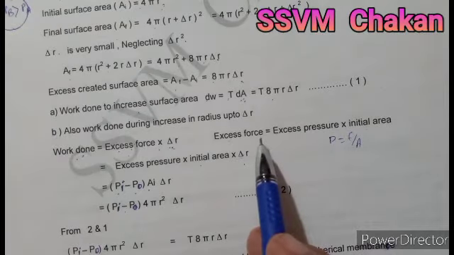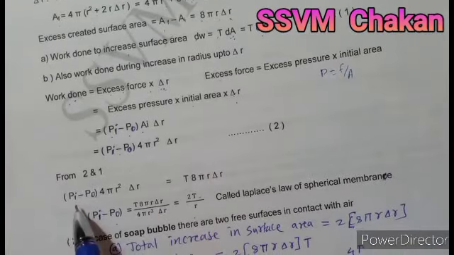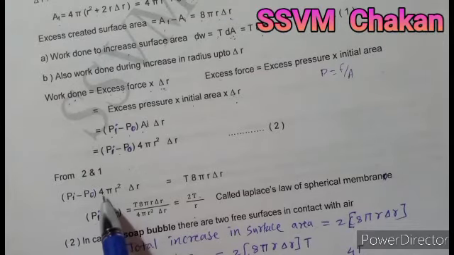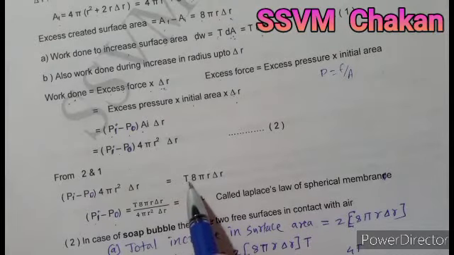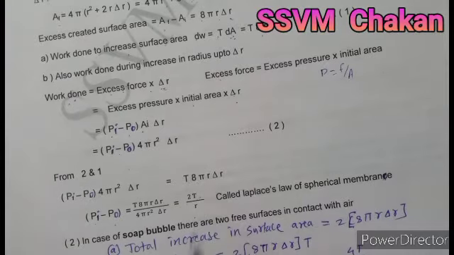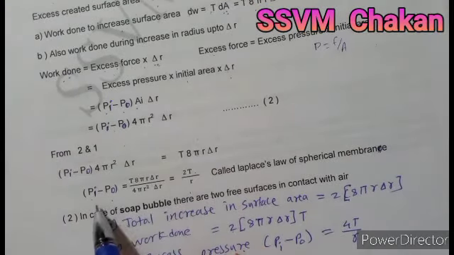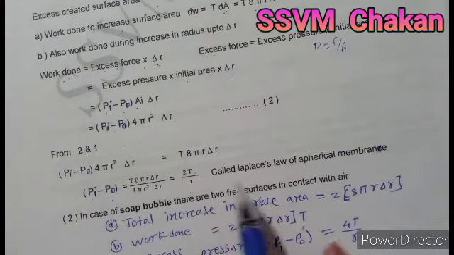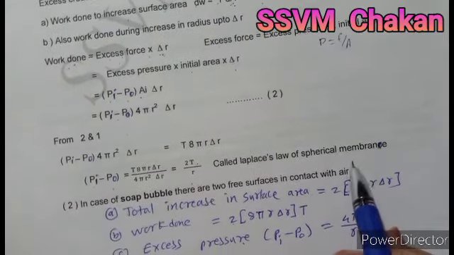Equations 1 and 2 are the same equation. Equate both. Inside bracket P_i, that is inside pressure, minus P_0, outside pressure, bracket complete, into 4 pi r square delta r is equal to T into 8 pi r into delta r. Cancel the terms which are possible. Then we get P_i minus P_0 is equal to 2T divided by R, called the Laplace law of a spherical membrane.